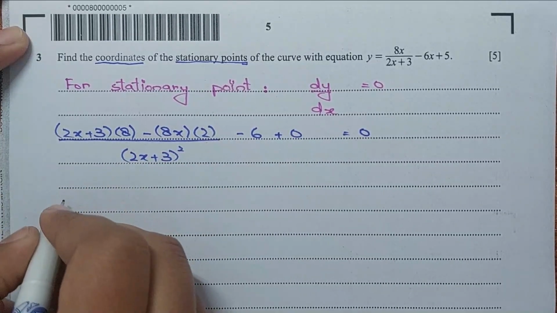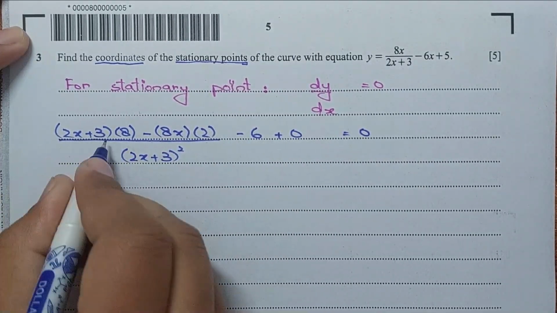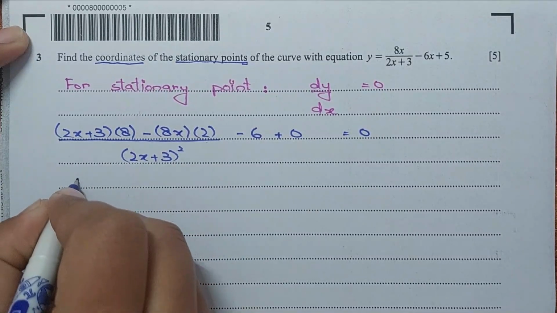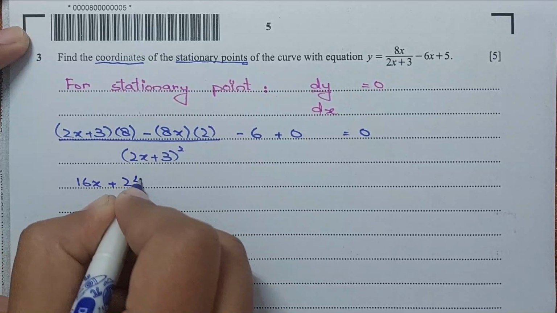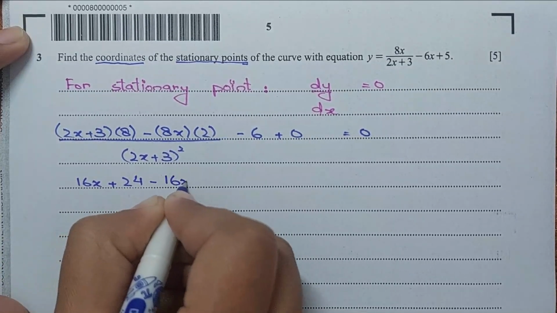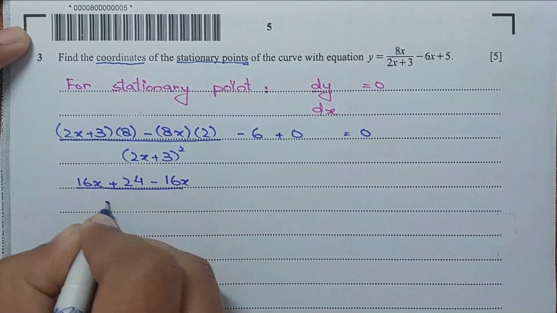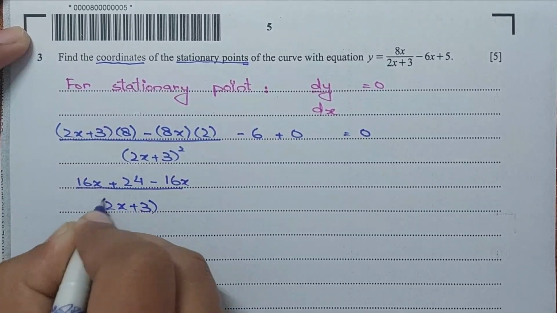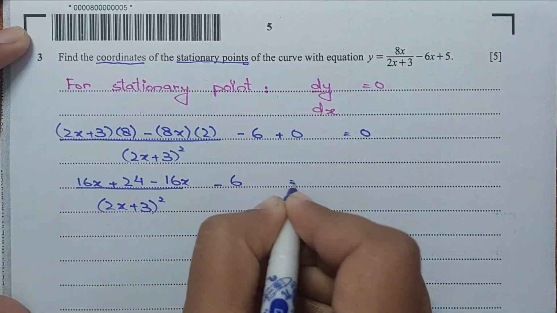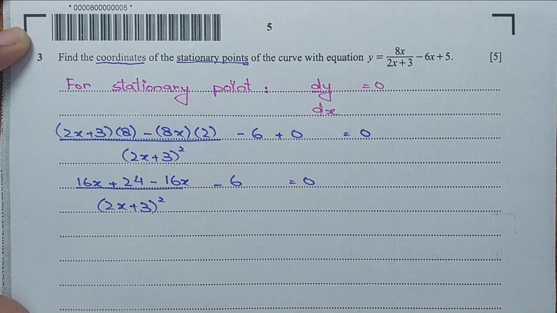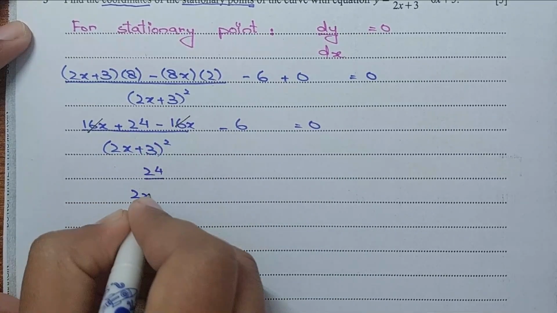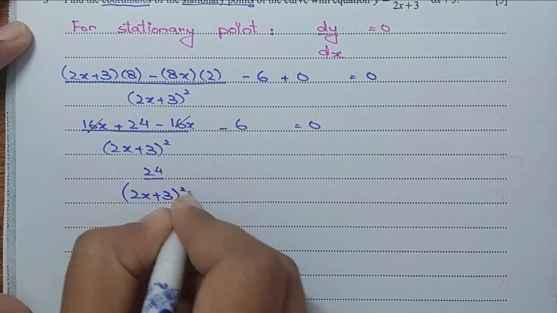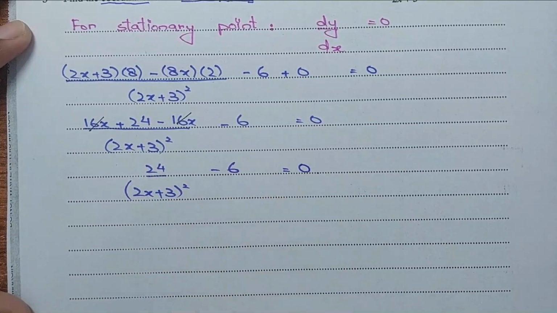Now we can do further simplification. 2 times 8 is 16x, and 3 times 8 is 24. Minus 2 times 8 is minus 16x. Whole thing divided by 2x plus 3, its whole square, minus 6 equals 0. Now the positive 16x and negative 16x cancel out, and we are just left with 24 divided by 2x plus 3 whole square minus 6 equals 0, right?